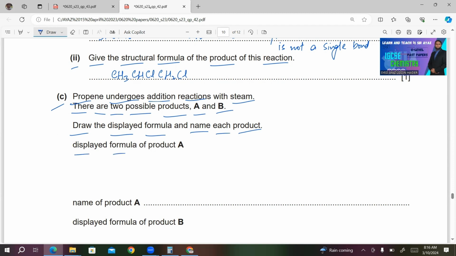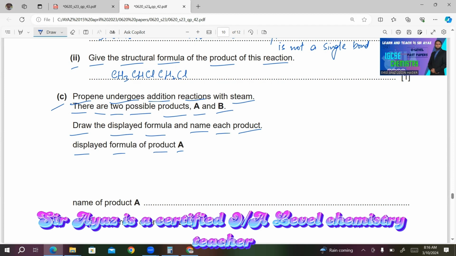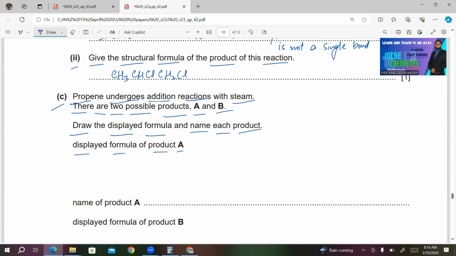Displayed formula of product A. So propene is undergoing addition reaction with steam. We need to draw the displayed formula of 2 products. So I'm going to draw the displayed formula of propene first. Here we have propene, 1, 2, 3. So I'm placing the double bond on the right hand side.